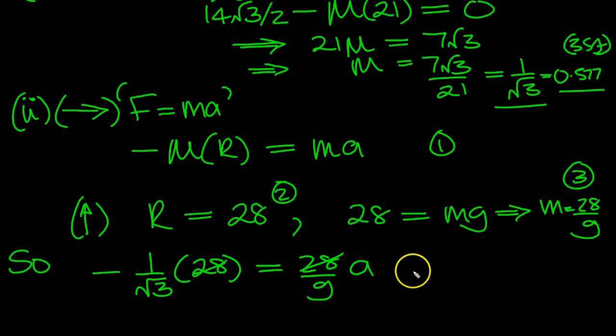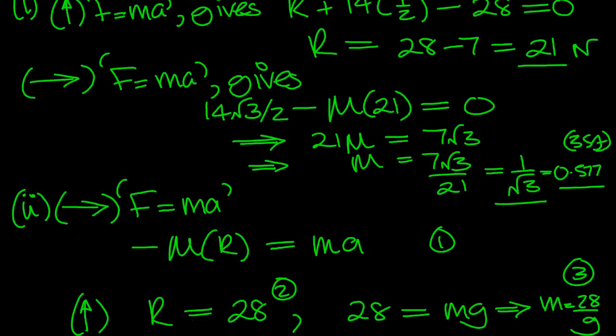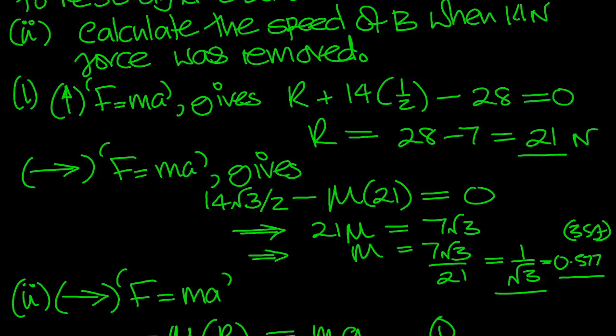So 28's cancel, and the acceleration will equal, move the g up, minus g over root 3, which we can write as root 3 over 3, can't we? So there's the acceleration with a minus. So it decelerates to rest. So now we know the acceleration. We know the distance.